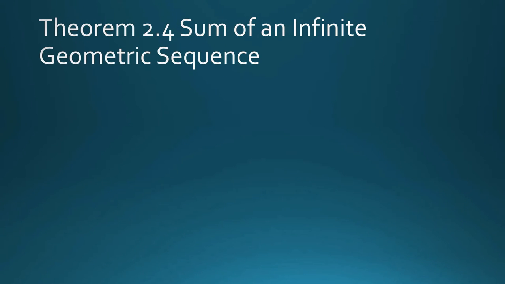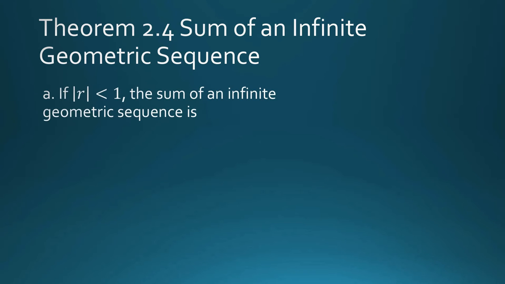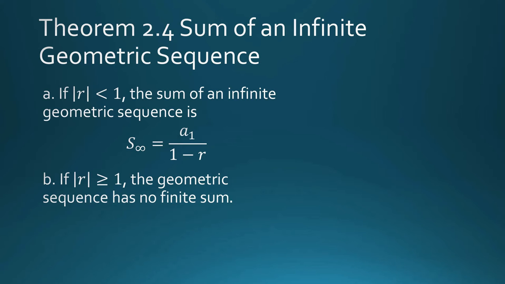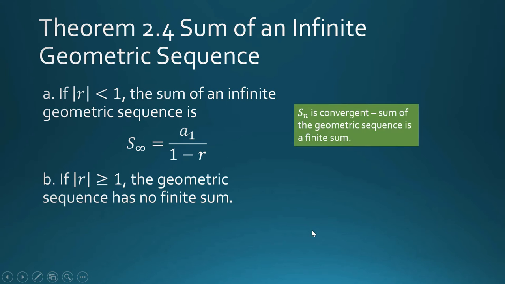From our previous video, we presented Theorem 2.4, the sum of an infinite geometric sequence. It is possible to get the sum of an infinite set. We must pay attention to the value of the common ratio. If the absolute value of r is less than 1, the sum of the infinite geometric sequence is this: a sub 1 over 1 minus r. On the other hand, if the absolute value of r is greater than or equal to 1, the geometric sequence has no finite sum.